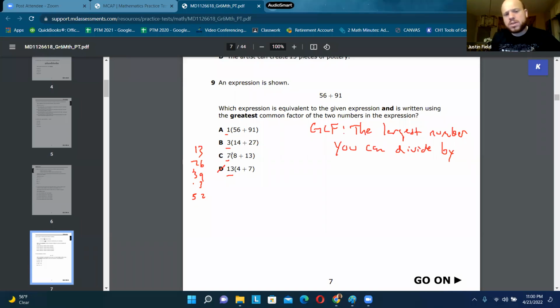7 though. 7 goes into 56 8 times. 7 times 8 equals 56. Is 7 times 13 91? That's what this says. Let's do it. I think it is. 21, 91. So the answer is 7. 7 is the biggest number that you can divide both 56 and 91 by.